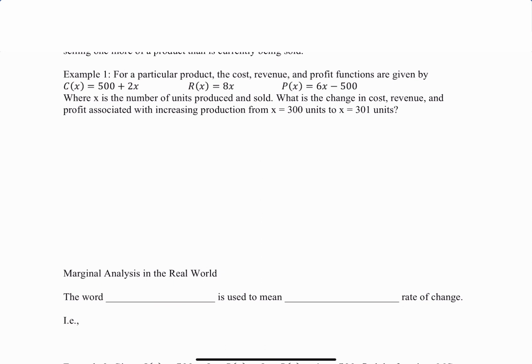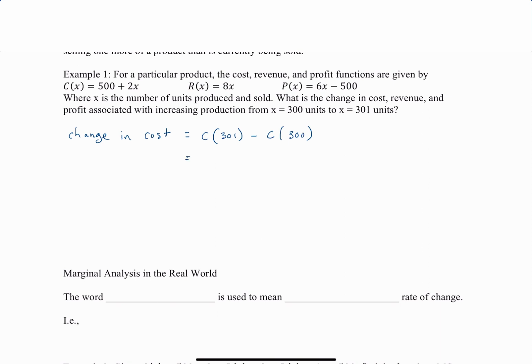Well, so let's see. The change, we'll start with cost. The change in cost is going to be the cost of producing 301 units minus the cost of producing 300 units. Right? The difference in the two costs is the change in cost. So let's compute what that is.